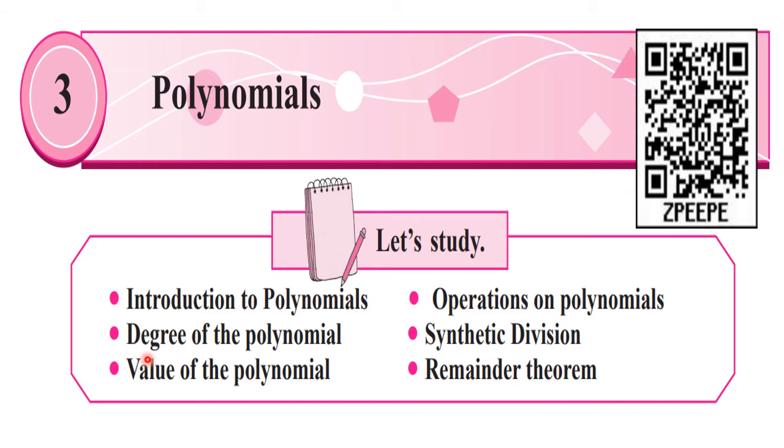After that we will see what is the meaning of degree of the polynomial. Then we will see operations on polynomials, that is addition, subtraction, multiplication and division. In that we are going to see a new method of division of polynomials called synthetic division. Then we will learn about value of the polynomial, and from that we are going to see remainder theorem and factor theorem. So all these topics we are going to study here in polynomials.